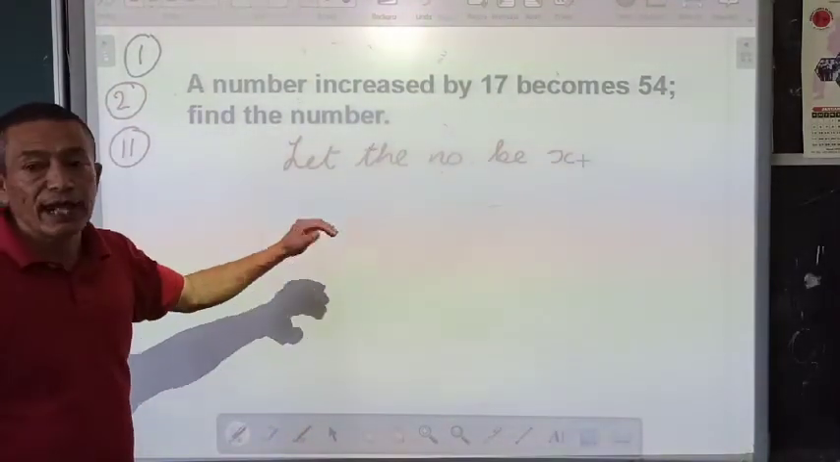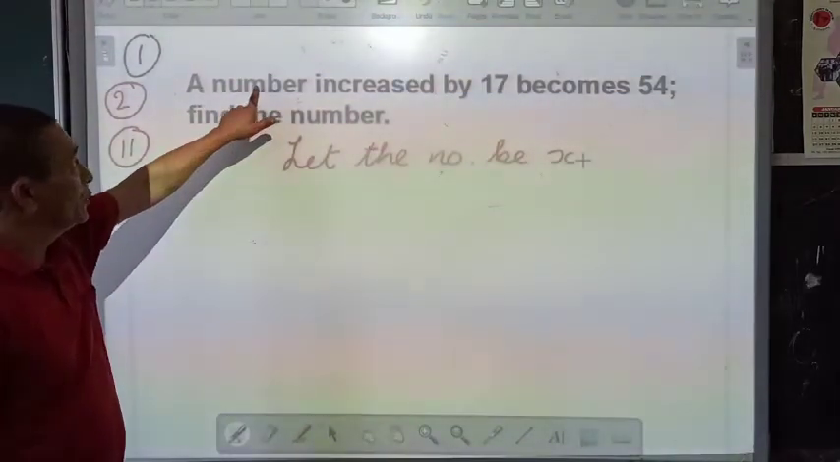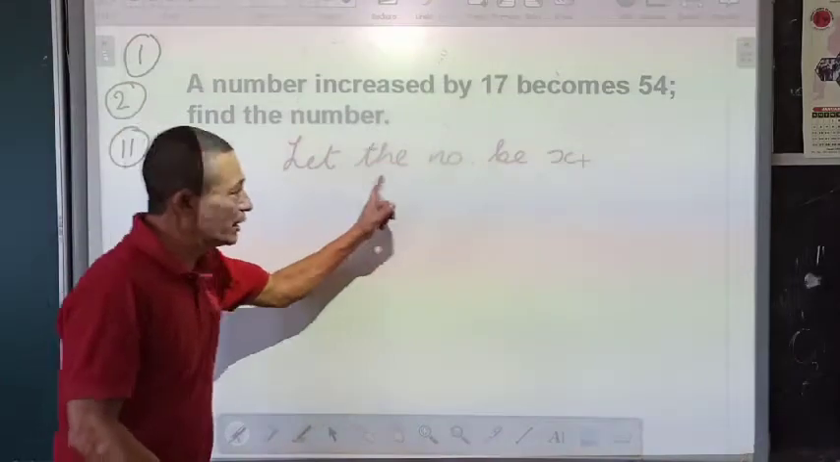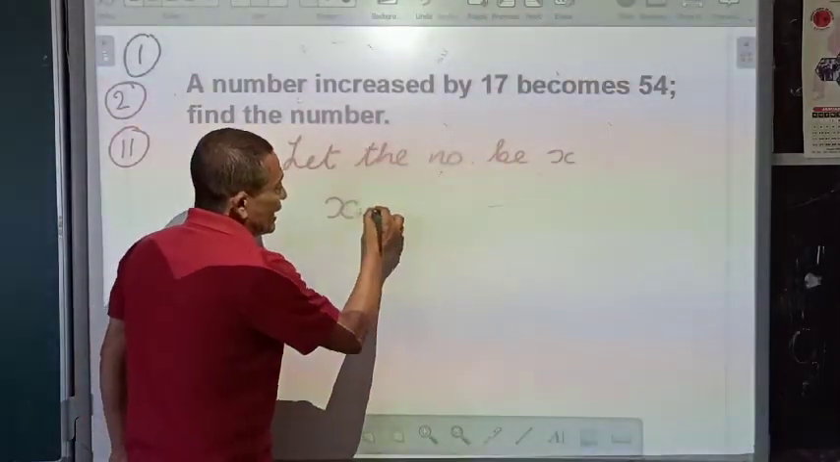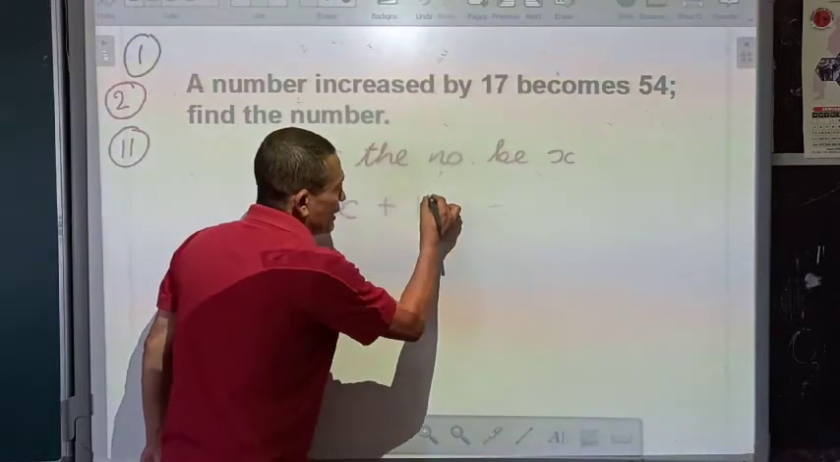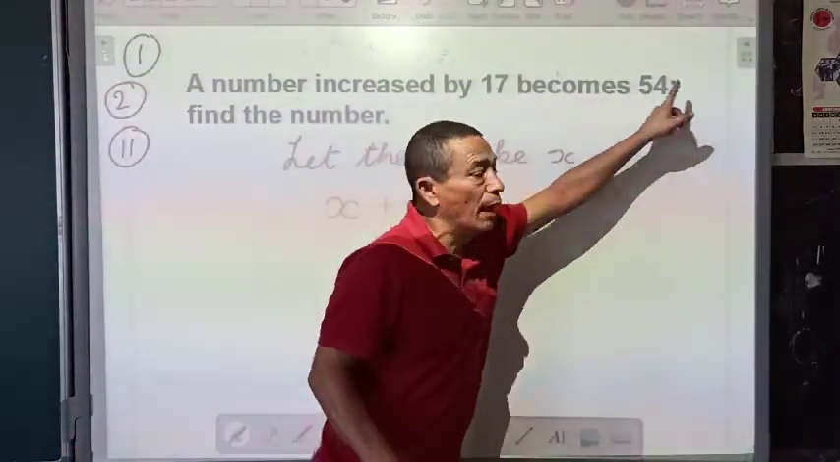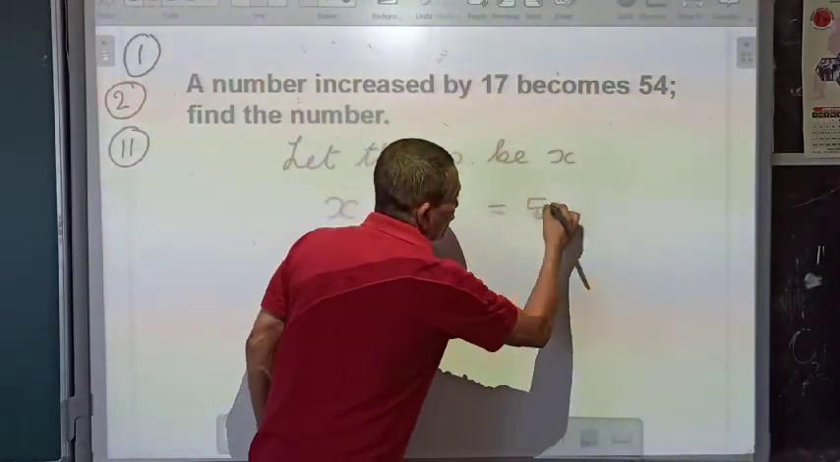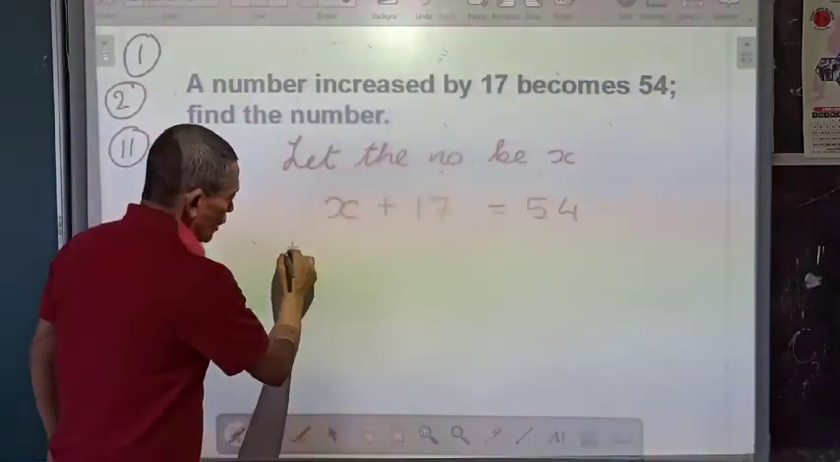Now once we do that, we have to convert it into an equation. What is happening? The number is being increased by 17. What is the number? X is the number. So in other words, x is being increased by 17. And what happens? It becomes 54. That means x + 17 will be equal to 54. So this is the equation that we get.